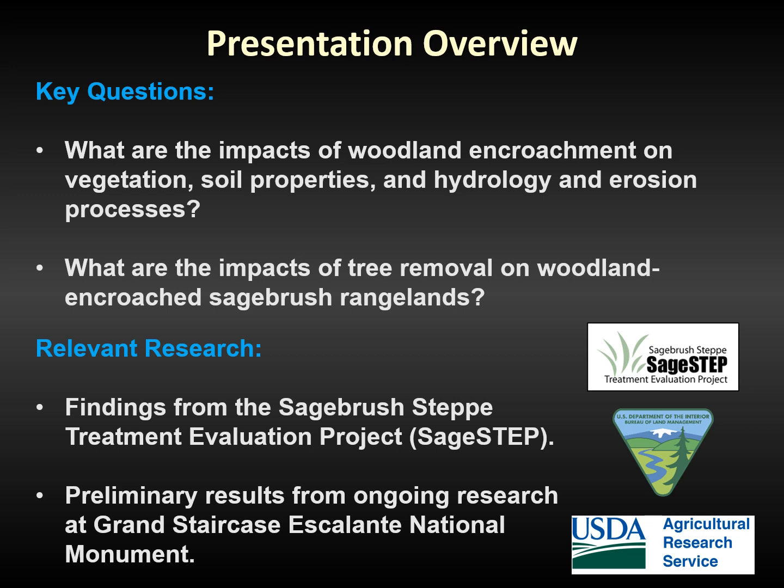First, what are the impacts of PJ woodland encroachment, or woodland encroachment for short, on vegetation, soil properties, and hydrology and erosion processes? And second, what are the impacts of tree removal on woodland encroached sagebrush rangelands? I present results from two ongoing projects.